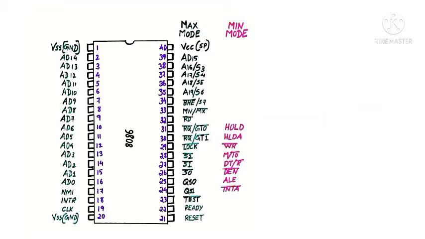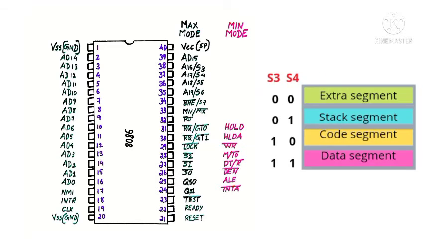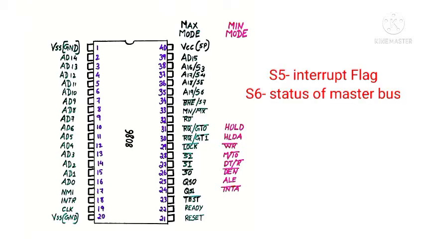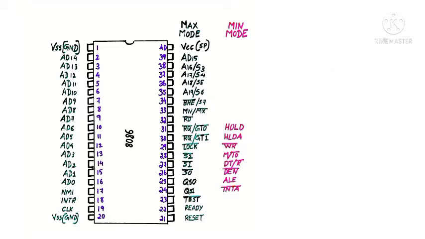The status signals S3 and S4 are used to select the segment. That means if the value of S3 and S4 is 0, 0, then it will select the extra segment. If the value is 0, 1, then it will select the stack segment. If the value is 1, 0, then it will select the code segment. And if the value is 1, 1, that will indicate the data segment. Then the remaining two, that is S5, which is used to indicate the interrupt flag, and S6, which is used to indicate the status of the master flag.